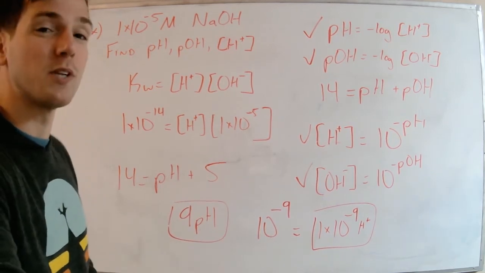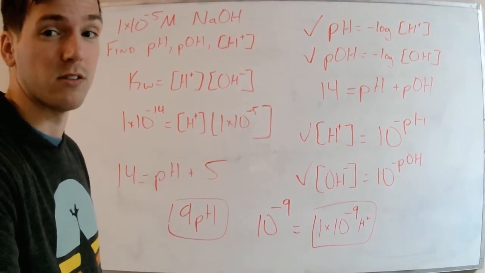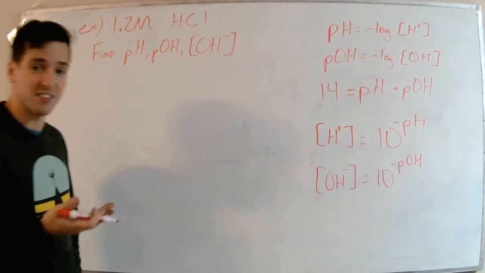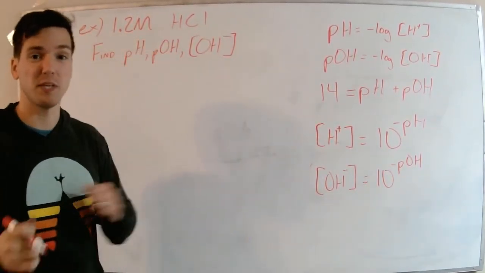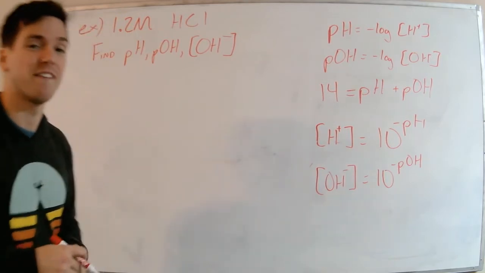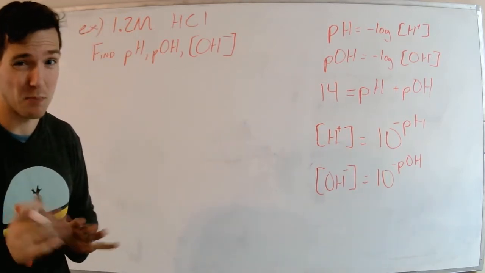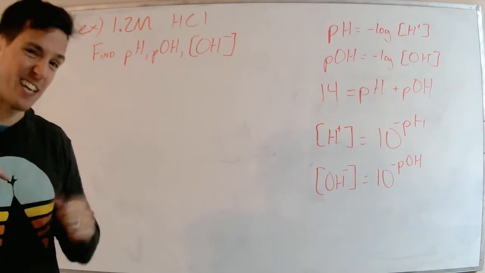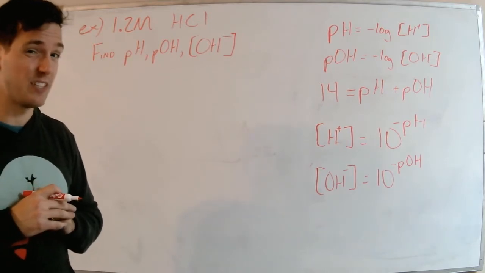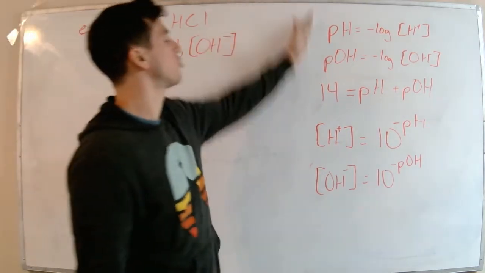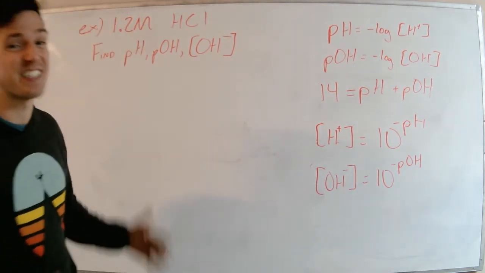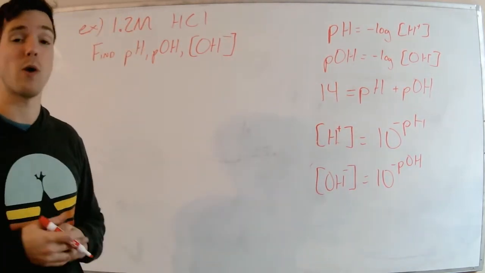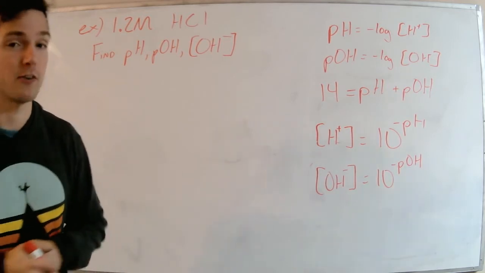Let's go ahead and do another example that deals with a strong acid. So in this example, I have 1.2 molar HCl and I want to find pH, pOH, and OH minus. What you need to do at the beginning of all these problems is look at your acid and say, is that a strong acid? And then you say yes, okay, cool. We could go straight into using these equations over here. If it's not a strong acid, it's a weak acid, we'll have to use an ICE table, which we'll talk about here in just a little bit.